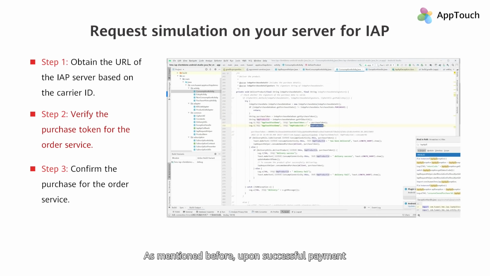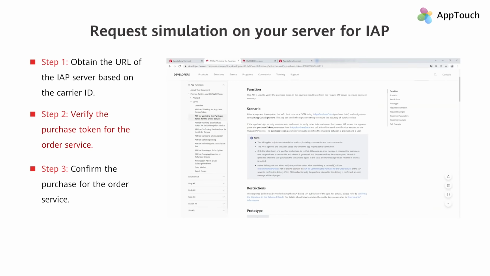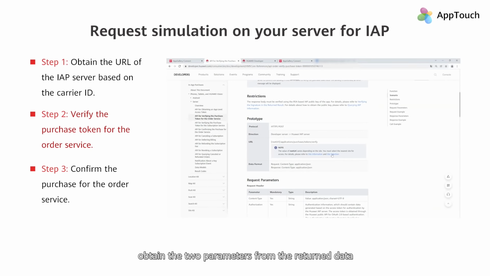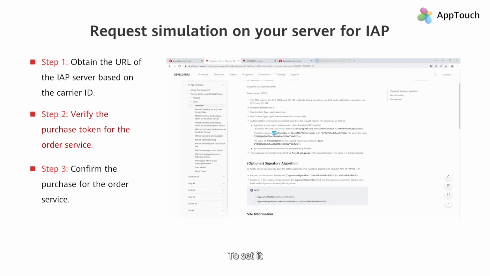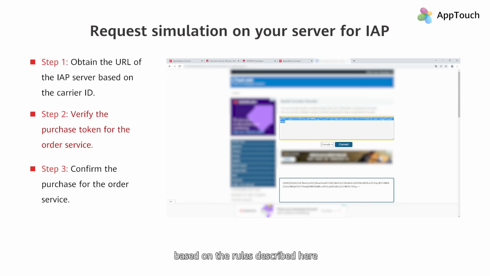As mentioned before, upon successful payment, in-app purchase data is returned. In our project, obtain the two parameters from the returned data. Next is the authorization parameter. To set it, we need to process the app-level access token based on the rules described here.